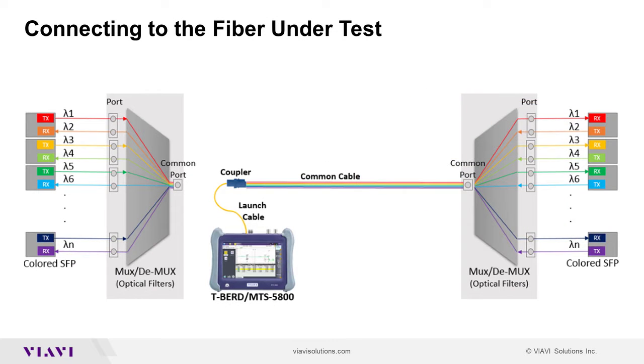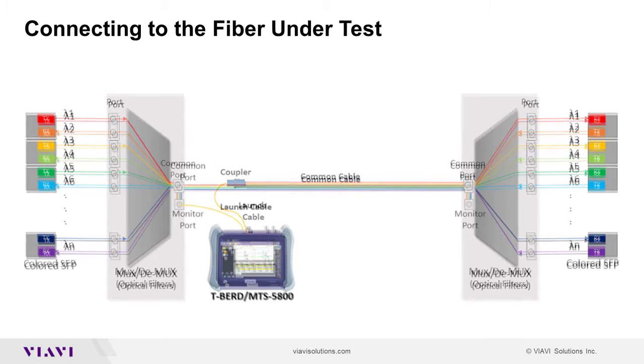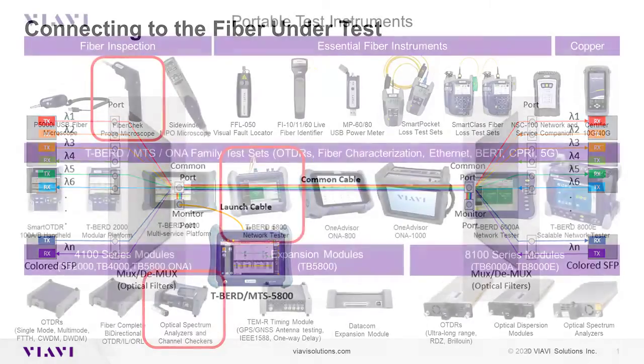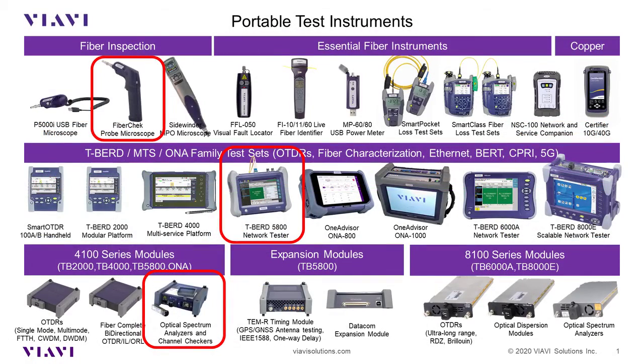During turn-up or maintenance of a CWDM multiplexer, the COSA can be directly connected to the common port or common cable using an optical patch cable and coupler with connectors matching those of the COSA port and the fiber under test. The COSA can also be connected to the fiber under test via a monitor port or tap without disrupting service. I will now demonstrate how to use the COSA module.